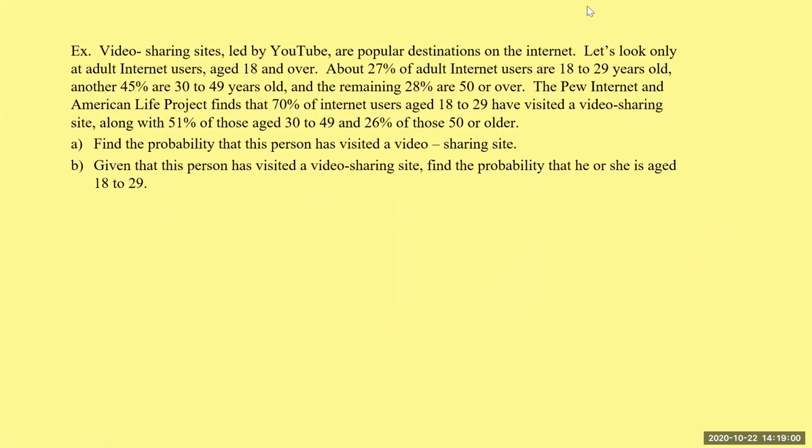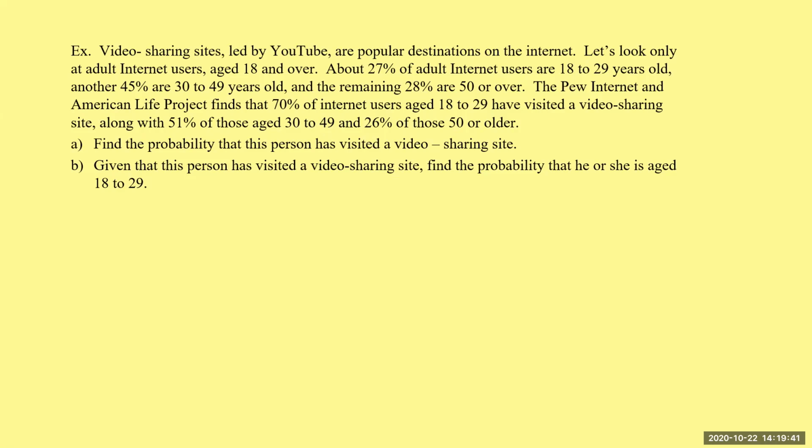So what about this scenario? Video sharing sites, led by YouTube, are popular destinations on the internet. Let's look only at adult internet users aged 18 and over. About 27% of adult internet users are 18 to 29 years old. Another 45% are 30 to 49, and the remaining 28% are 50 or over. The Pew Internet and American Life Project finds that 70% of internet users aged 18 to 29 have visited a video sharing site, along with 51% of those 30 to 49 and 26% of those 50 or older.